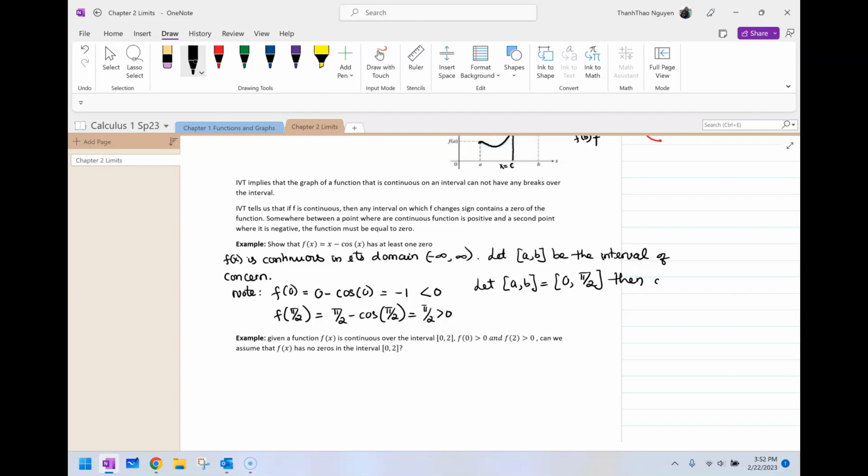Then clearly there is a number, there is a value x equals c in the open interval 0 to pi over 2, such that f of c is equal to 0.